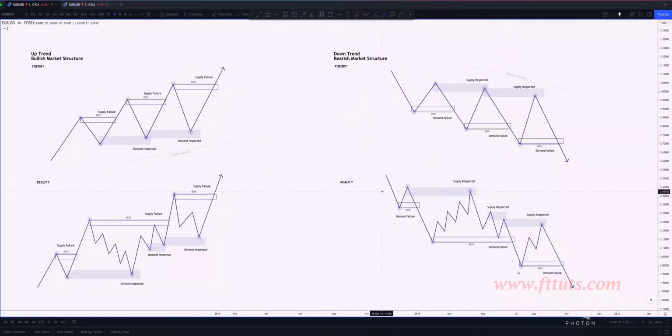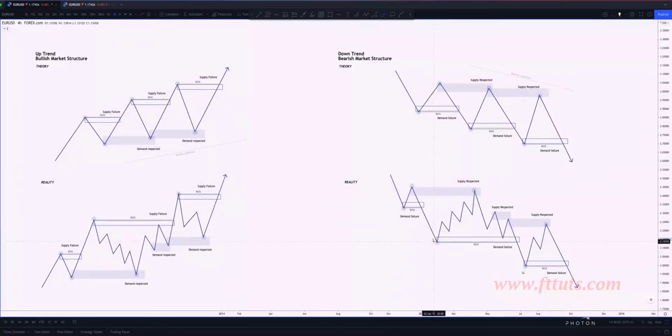So a bit more of a realistic example down here, right? We have a bit more of a complex pullback. We pull up into the apex of that move, the origin of the move that caused that swing break of structure there. So supply then holds. We try to come down, and it doesn't initially break that structure.